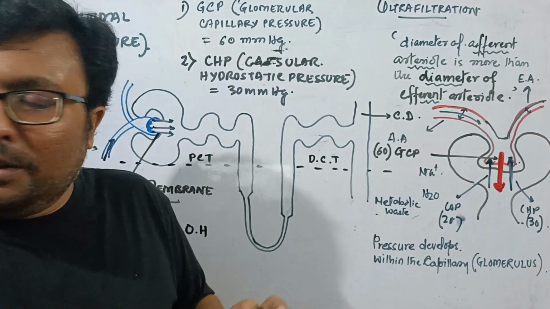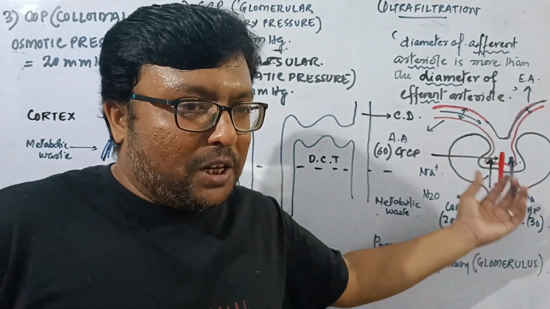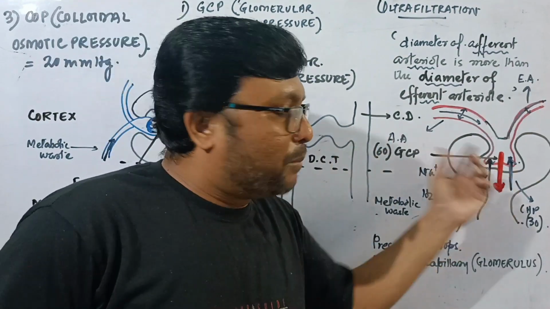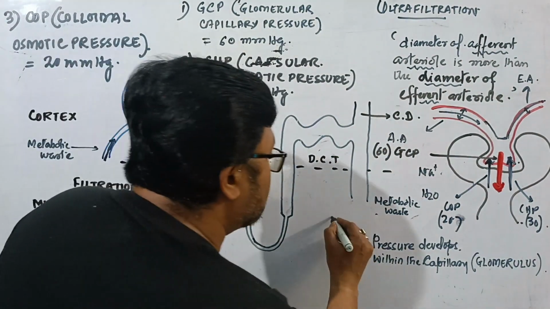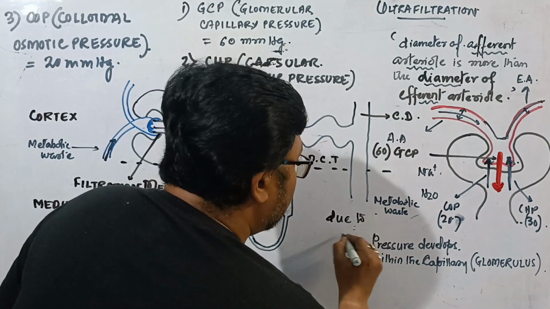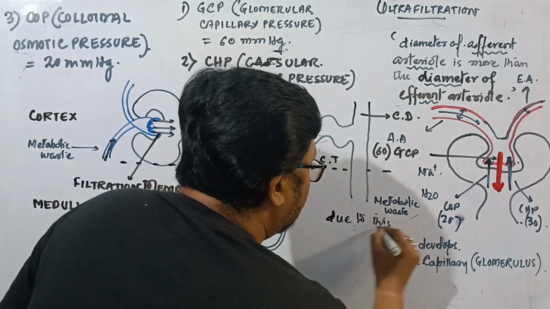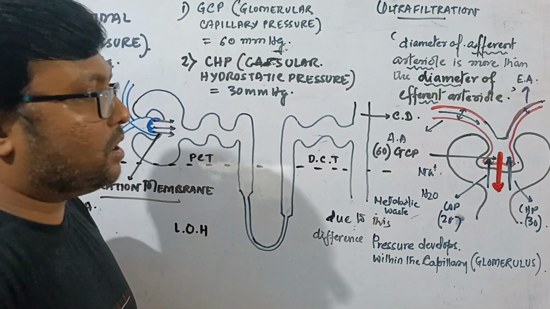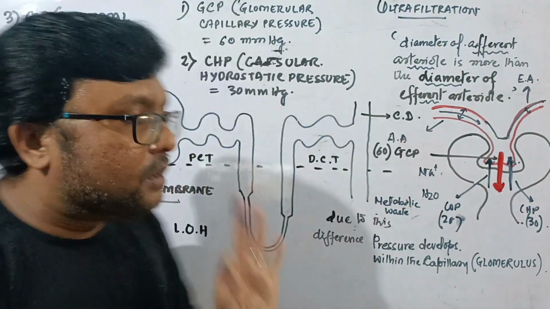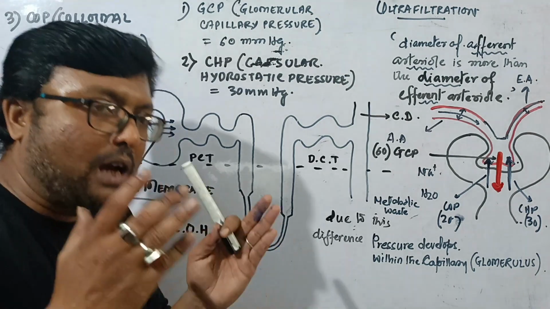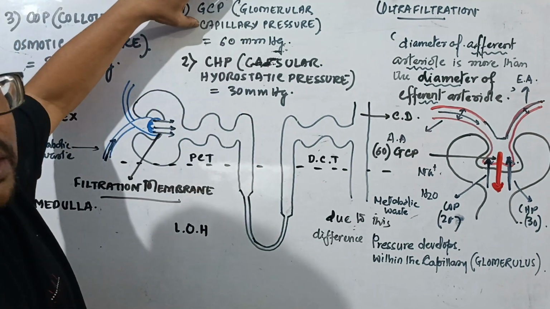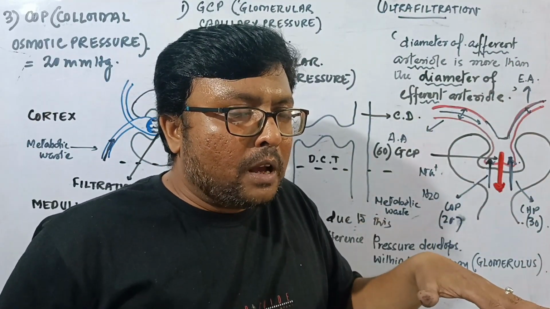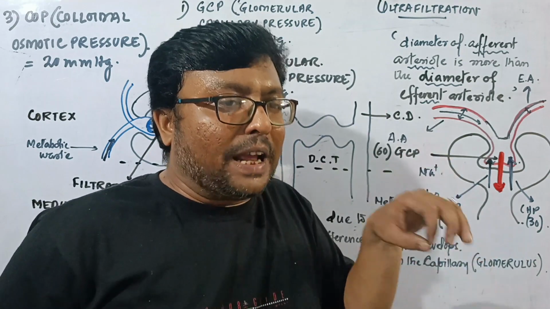So generally we will see that pressure is developed, and due to this difference in diameter, we can say a pressure develops within this capillary. So three different kinds of pressures are generally observed. One is glomerular capillary pressure, that is developed within the blood present within the capillary.